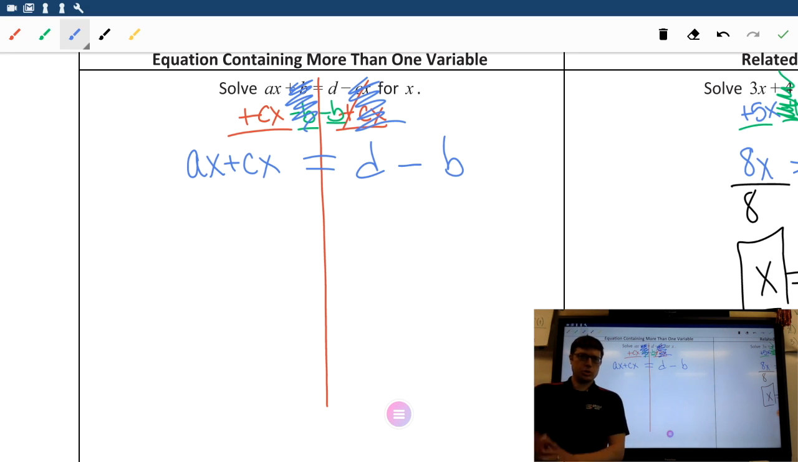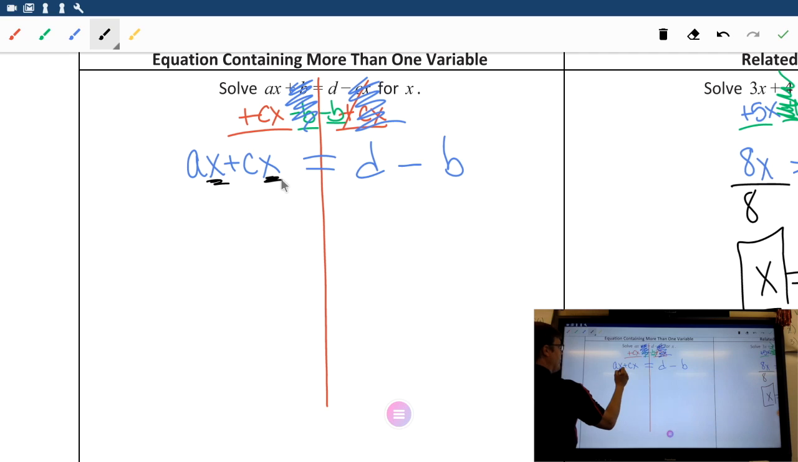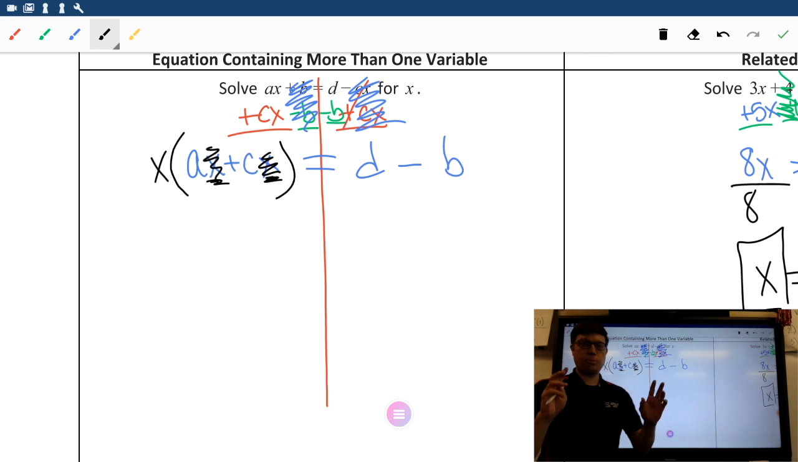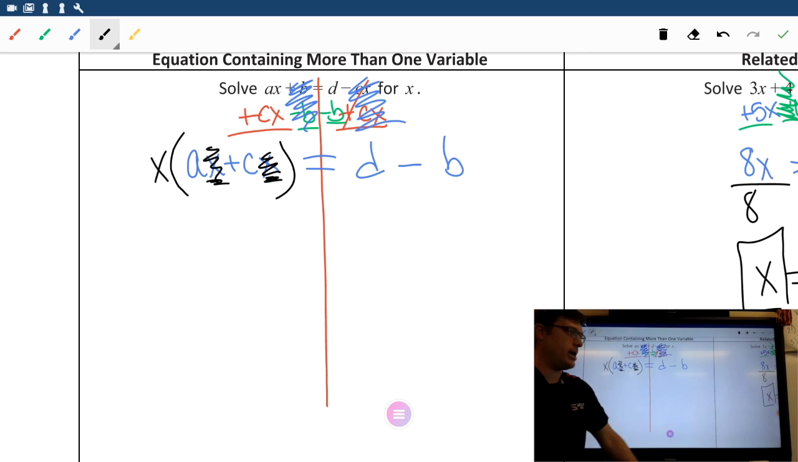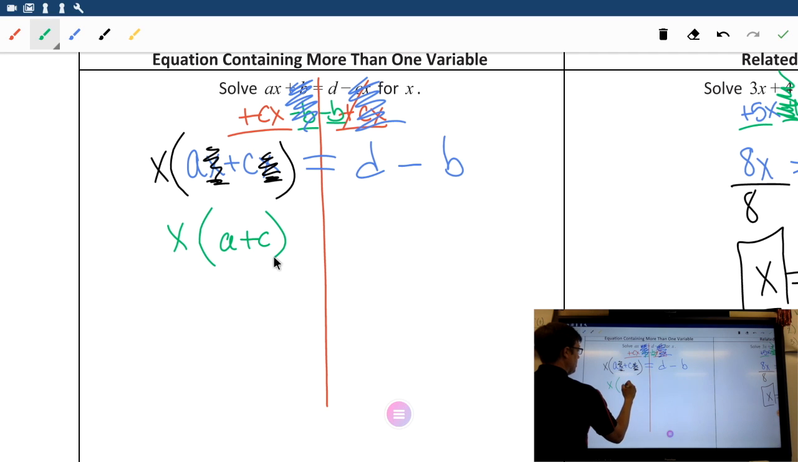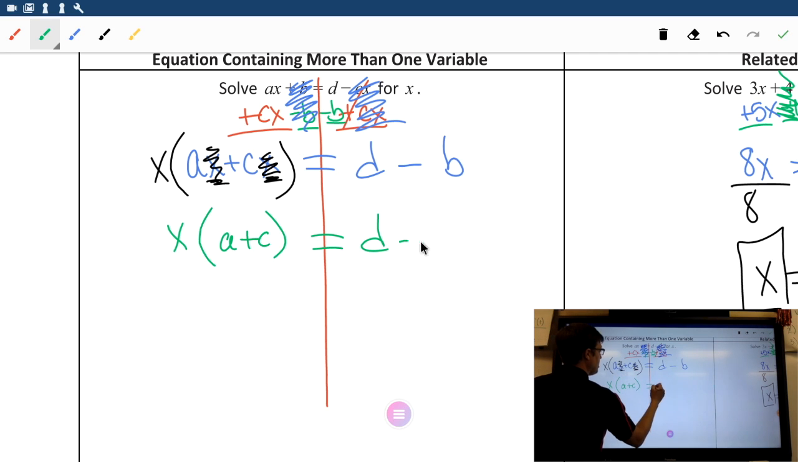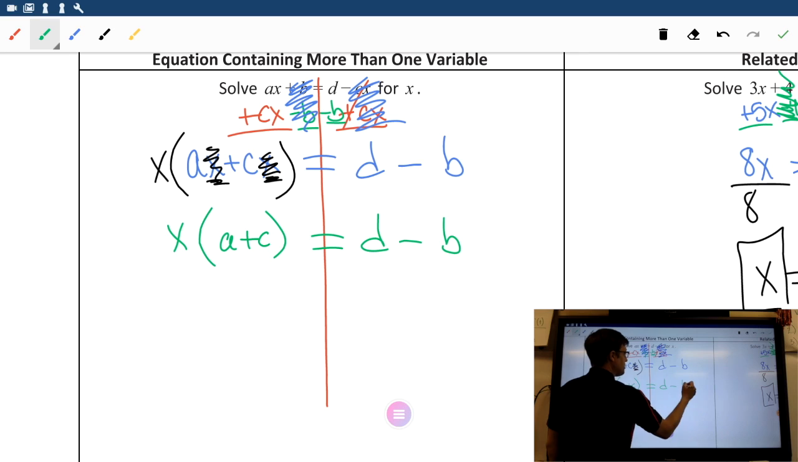Trick time. Trick from the previous page where you have to split apart this expression. Both of these have an x. Take it out, put it outside. That's the process of factoring. I'm dividing everything by x so that I can then multiply by x. And I'm left with, let's go green, x times a plus c equals d minus b.